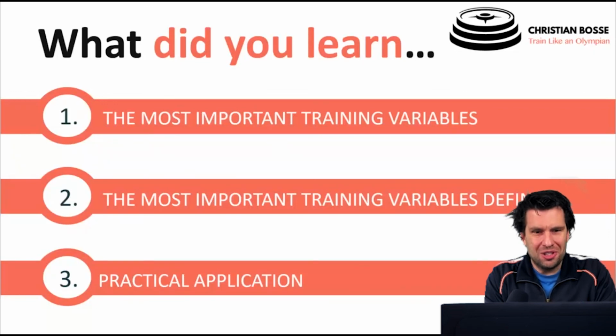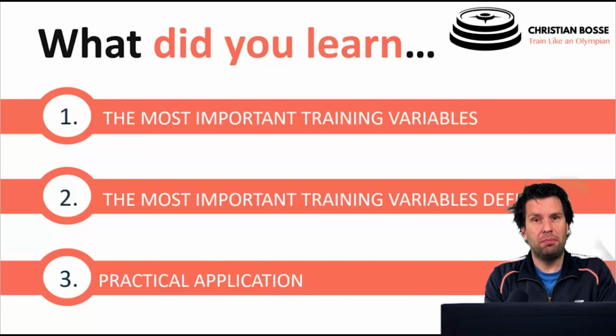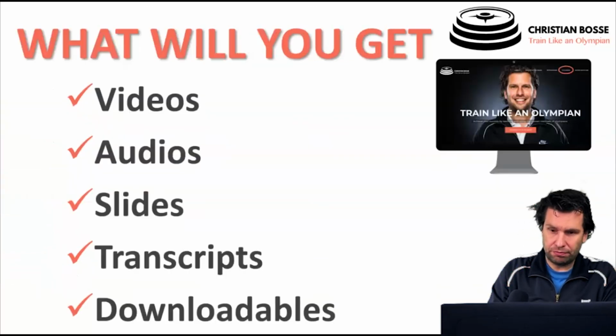What did we cover in this lecture? We talked about the most important variables for training methods, for the manipulation and management of training methods, which we'll get into in the next lecture: intensity, volume, density, and duration. And then I gave you a definition of those, and we looked at the practical application, how that unfolds for strength, speed, and endurance.